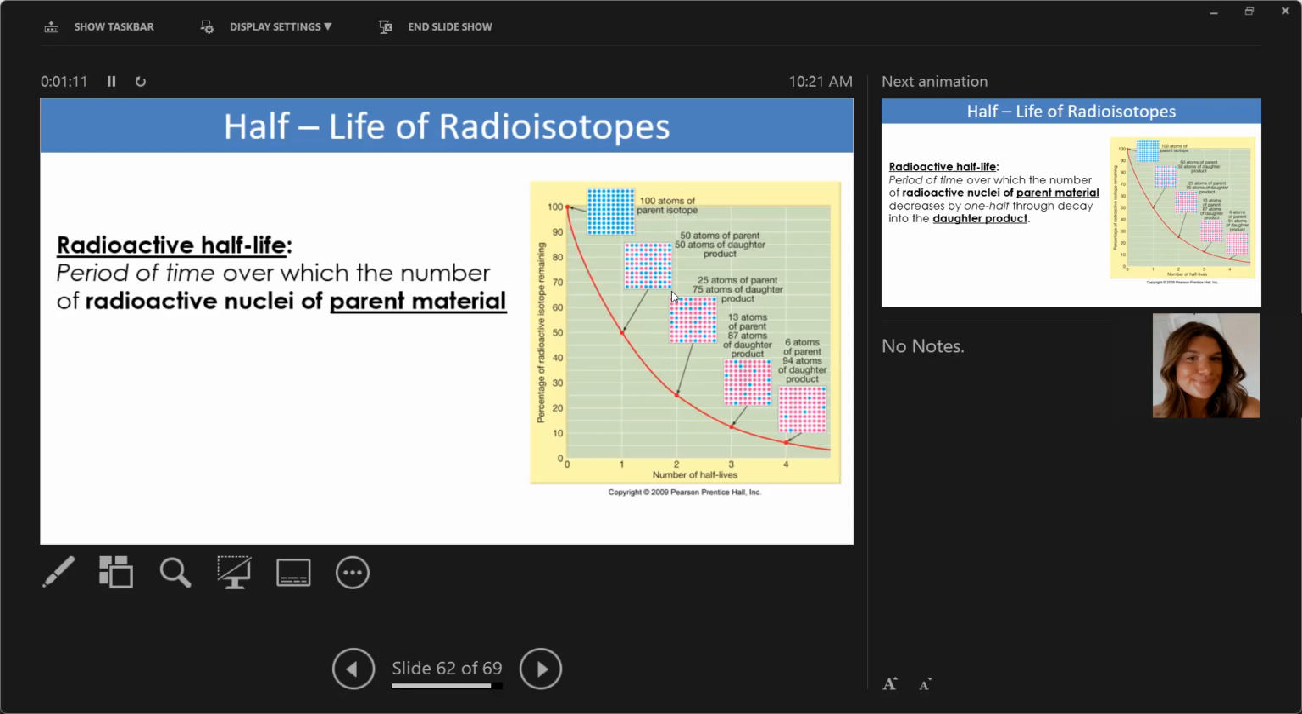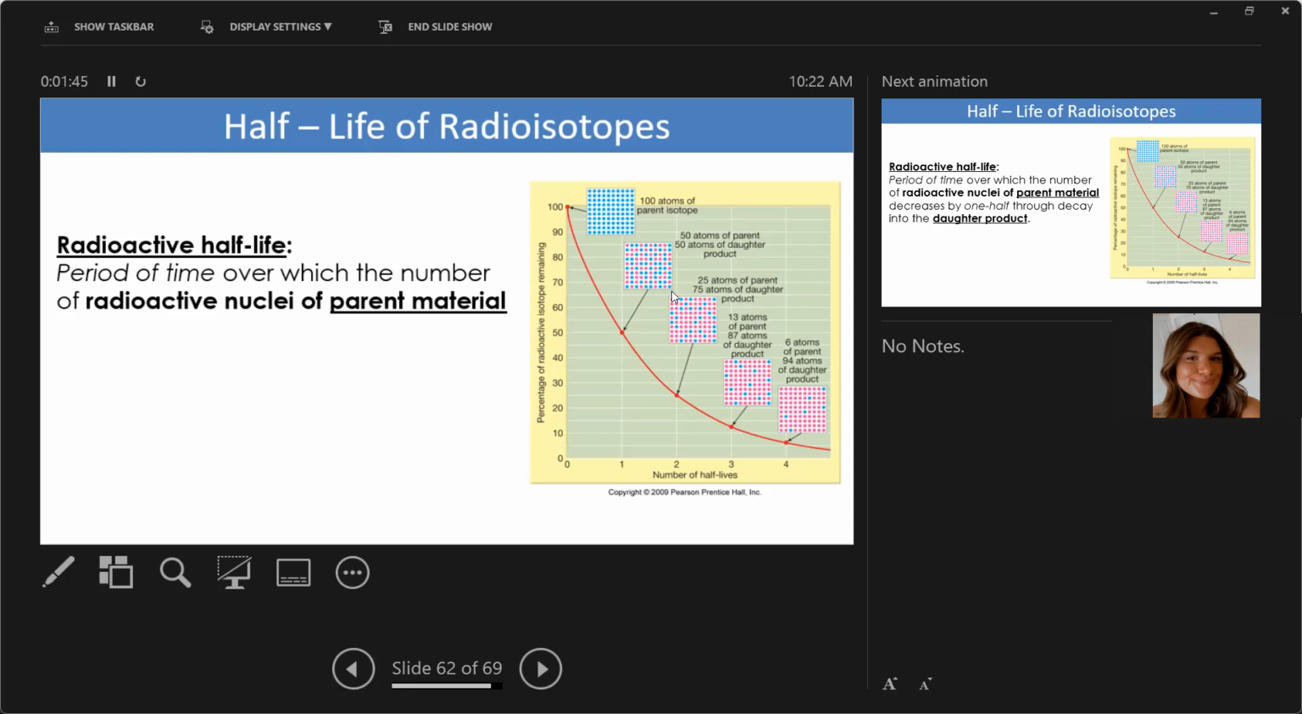So since we know the half-life of carbon-14 is 5,700 years, and we have a ratio of 50-50, that means we're at one half-life. All we do is take the number of half-lives and multiply it by our half-life age, which is 5,700. So if we only have one half-life, we have that ratio of those atoms, that means the rock is actually aged only 5,700 years.